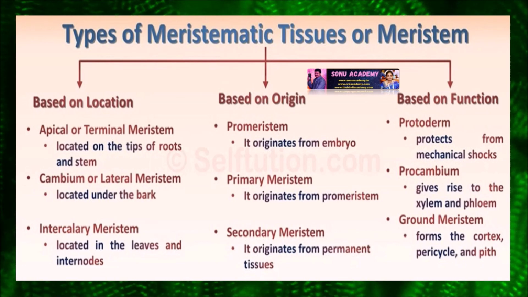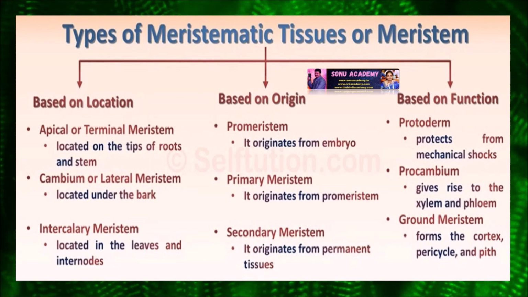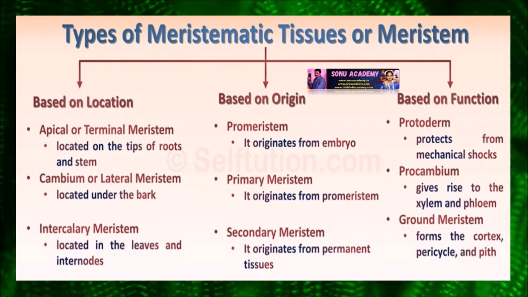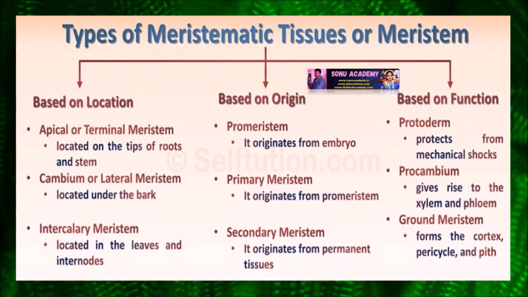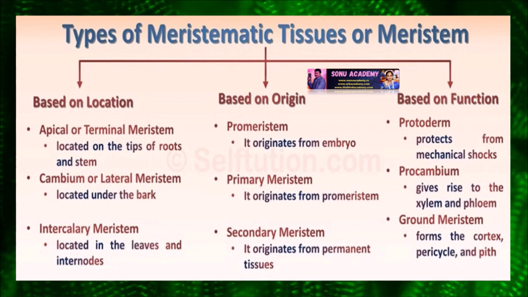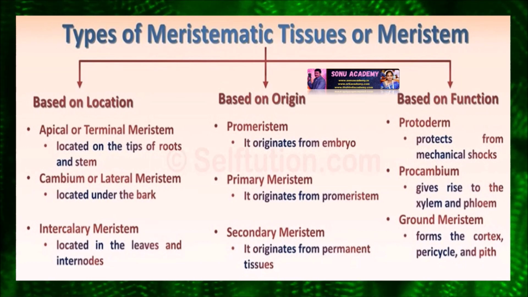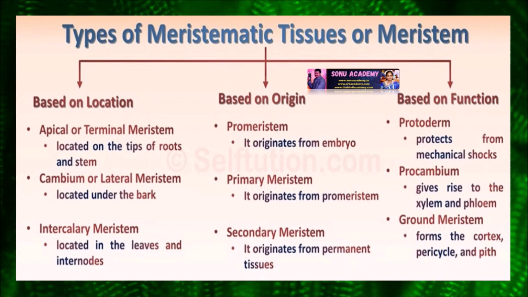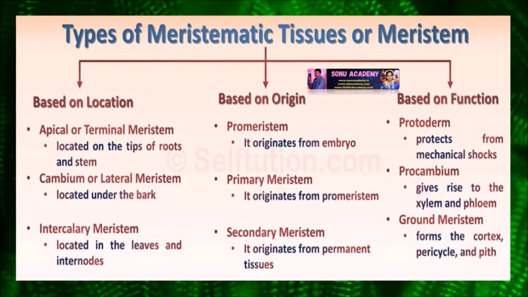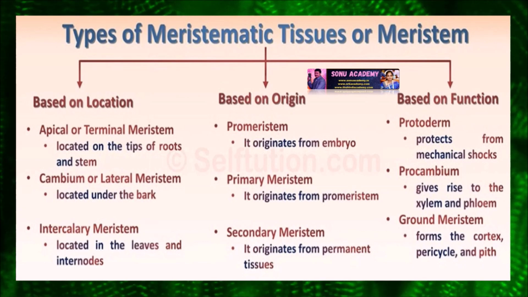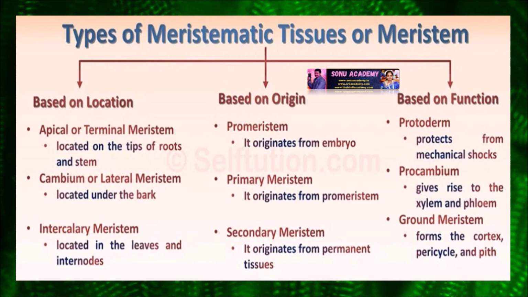Now let us see how meristematic tissues can be divided based on the function. Based on this, the meristematic tissue is divided into protoderm, which protects from mechanical shocks; procambium, which gives rise to the xylem and phloem; and third, ground meristem, which forms the cortex, pericycle and pith of the plant.